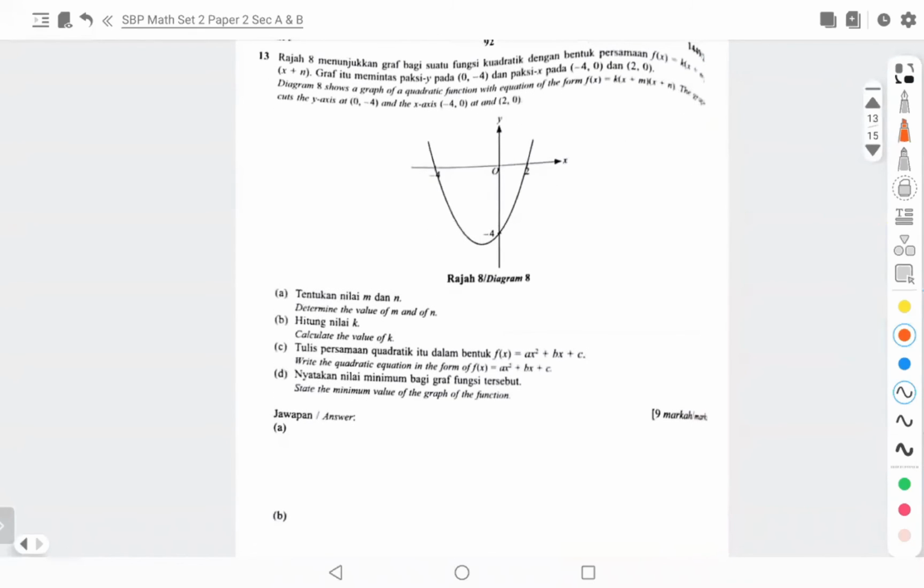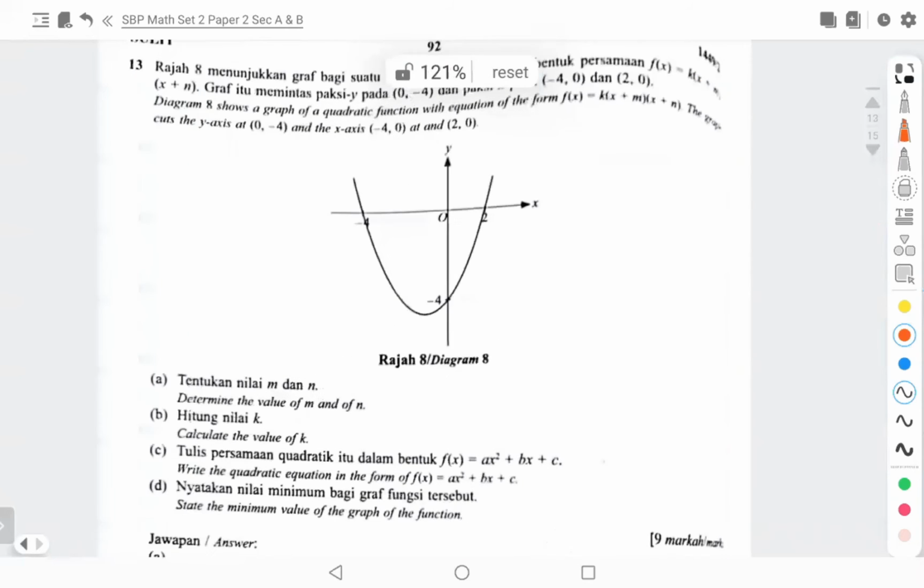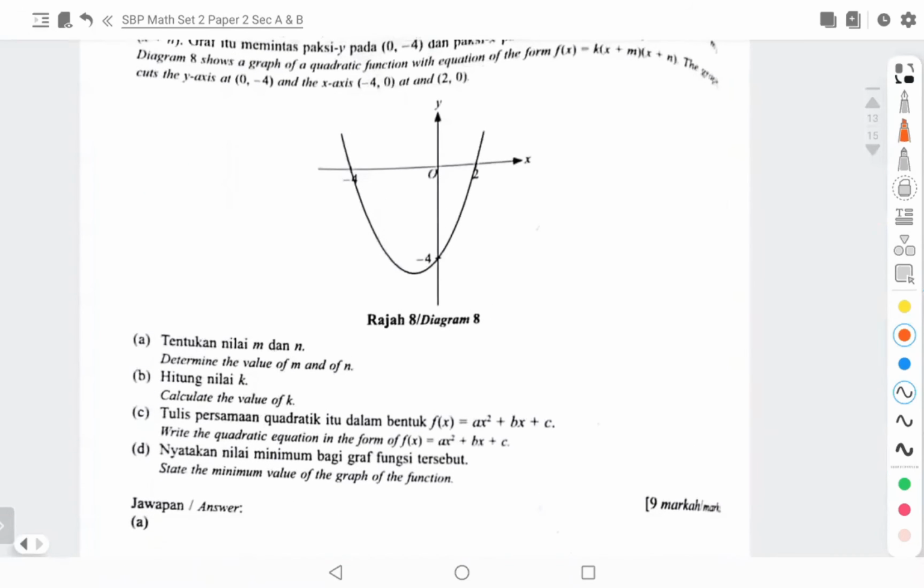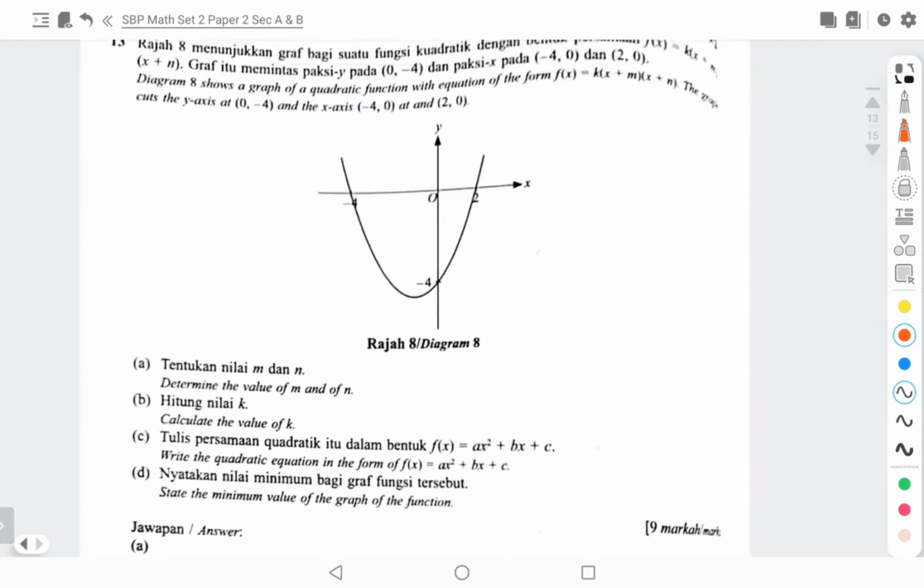Question 13. Turn back to chapter 1 in Form 4. Diagram 8 shows a graph of a quadratic function with the equation of the form f(x) = k(x + m)(x + n). If you look at the brackets, m and n are the roots of the equation, meaning the x-intercepts.